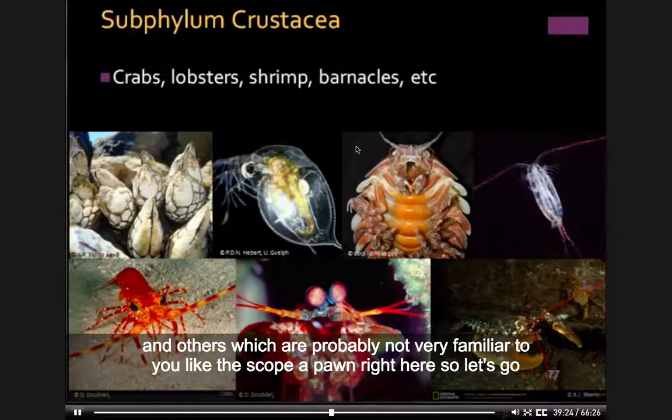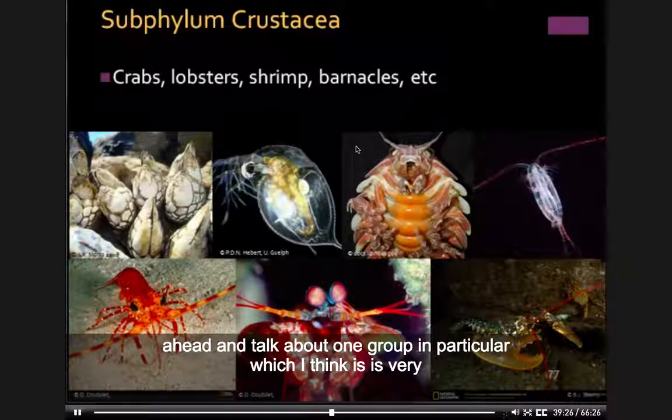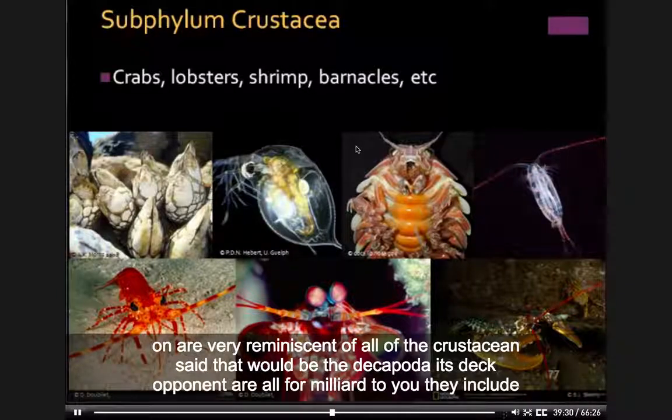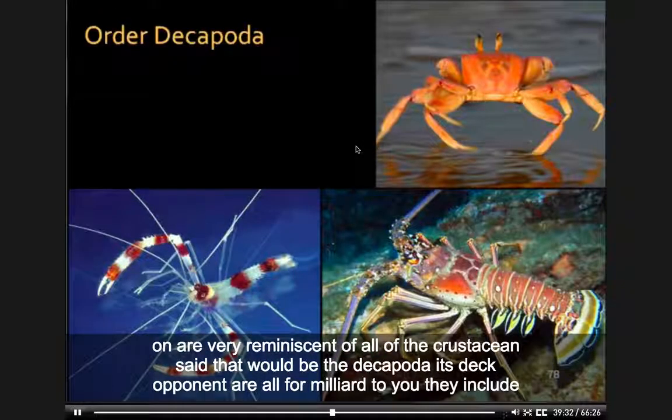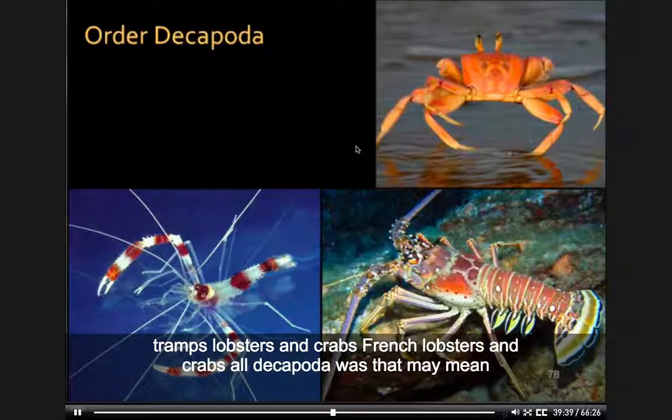So let's go ahead and talk about one group in particular, which I think is very reminiscent of all of the crustaceans. That would be the decapods. Decapods are all familiar to you. They include shrimps, lobsters, and crabs. Shrimps, lobsters, and crabs, all decapods.